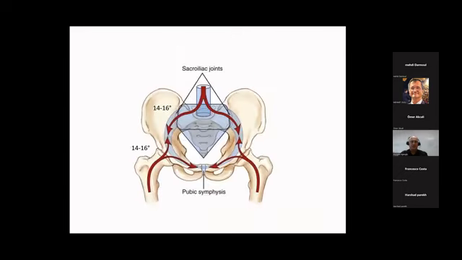If you look at pelvic biomechanical properties, the sacroiliac joint transfers the body weight loads to the pelvis at 14 to 16 degrees, and these loads are transferred to the hip joint in the same direction. This is a very strict angulation. It's between 14 to 15 degrees from the vertical line.